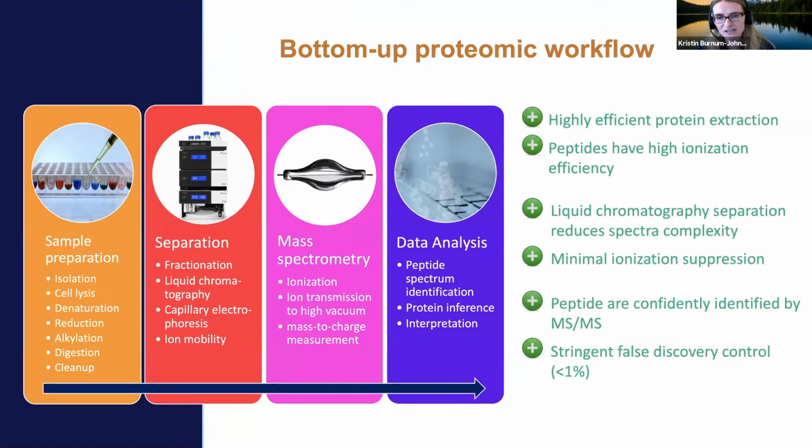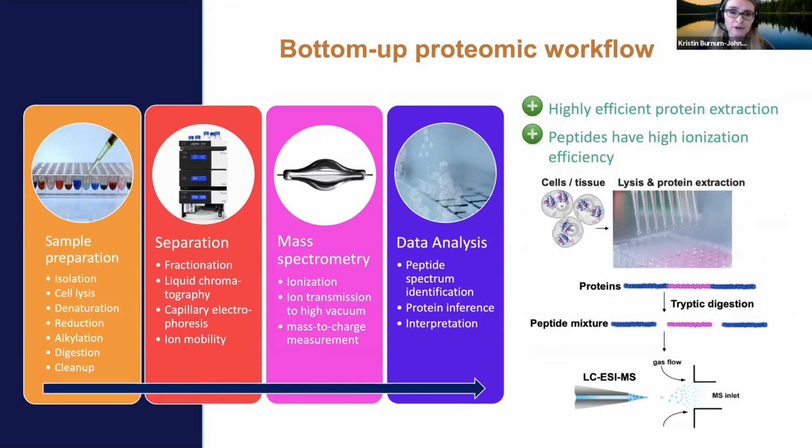Now on the right, there are six advantages of our bottom-up proteomic workflow that enable both unbiased and in-depth detection of the proteome. Let's take a closer look at these advantages on the following slides. If we look at our sample preparation in detail on the right, we take our samples through our lysis steps for efficient protein extraction and digestion into a peptide mixture. Therefore, our first two benefits are: number one, highly efficient protein extraction, and number two, peptides have high ionization efficiency, so we see them well by mass spectrometry.